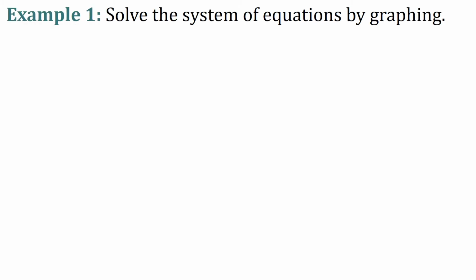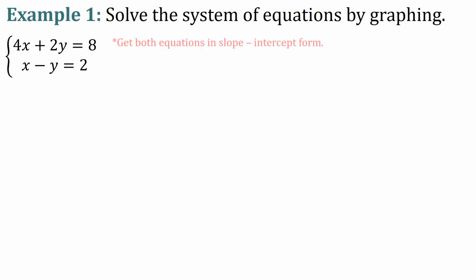So we're going to solve the system of equations by graphing. So we have the system of equations 4x plus 2y equals 8 and x minus y equals 2. So the first thing we need to do is get both equations in slope-intercept form. Remember, that is y equals mx plus b.